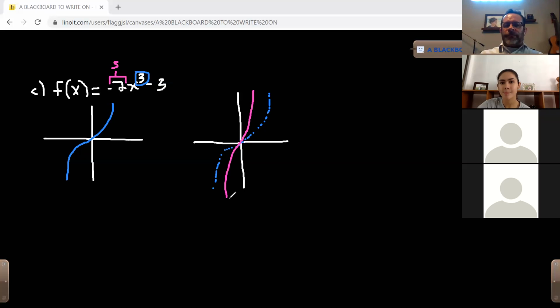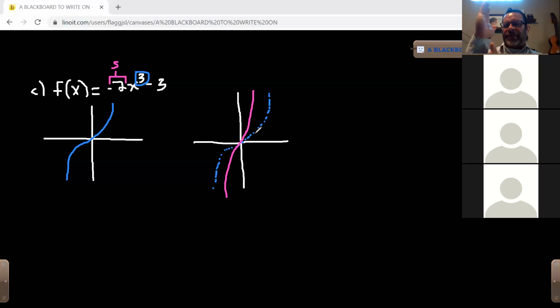Okay, so the first is the stretch. We have to understand that the stretch is happening. That's the pink. I'm not looking at the minus yet. And so we're doing a stretch. That only means that it gets a bit closer to the y-axis. It gets stretched. Now we're going to look at the minus.